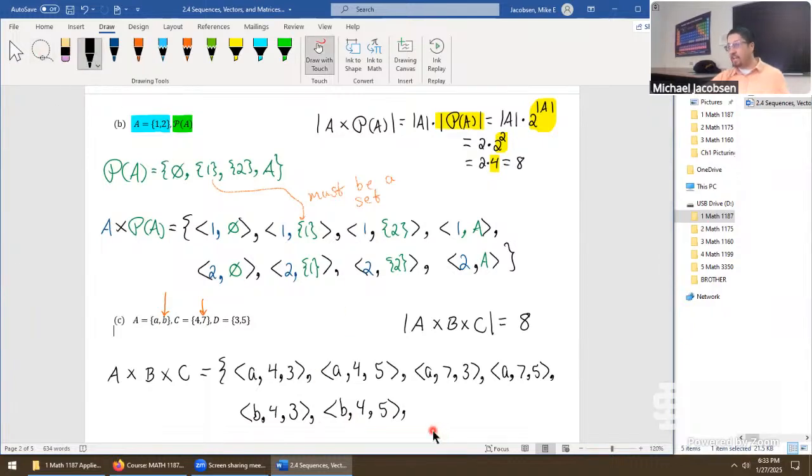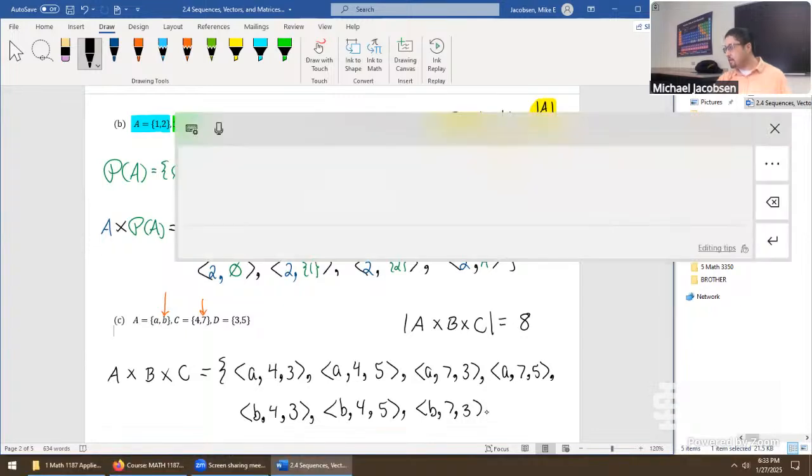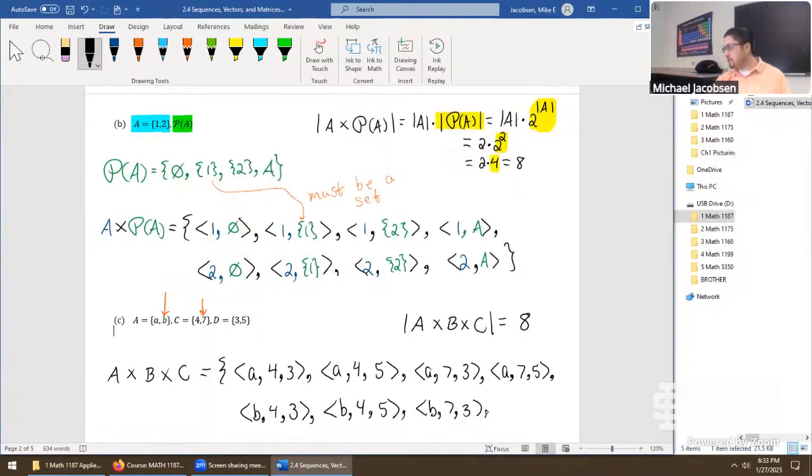So let's keep on that strategy. This one should be a B, 7, a 3. And the last one should be B, 7, and 5. At this stage, we have 8 entries. None of them are duplicates whatsoever. And so it looks like we really match the 8 elements we're expecting in this Cartesian product.